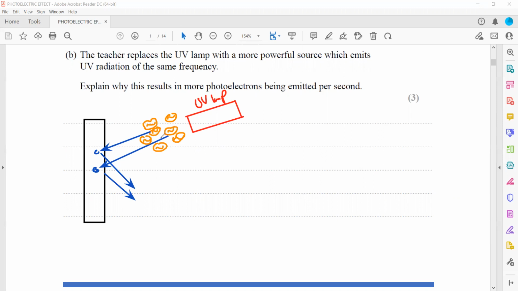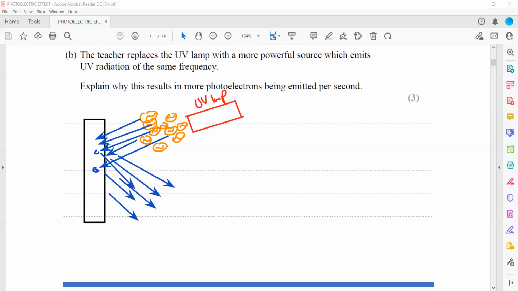In terms of energy, what will happen? The energy, as mentioned in the question, remains the same. The only thing that happens is that the number of photons will increase. So as we increase the number of photons, more particles of light strike the metal surface. As a result, a greater number of electrons absorb energy and go out from the metal surface. So we have to explain why this results in more photoelectrons emitted per second.